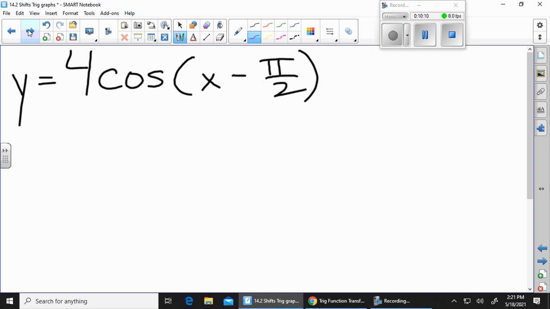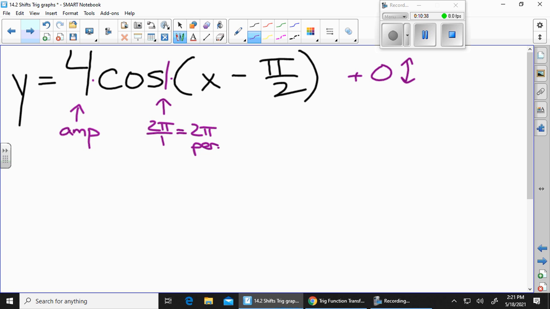4 cos x minus pi over 2. First thing, think of your A, B, C, D. 4 is my amplitude. B is the thing being multiplied by the x that's outside the parentheses if there are parentheses. Well, 2 pi divided by 1 is 2 pi. That's my period. I got no up, down, but I have that. That is right pi over 2.